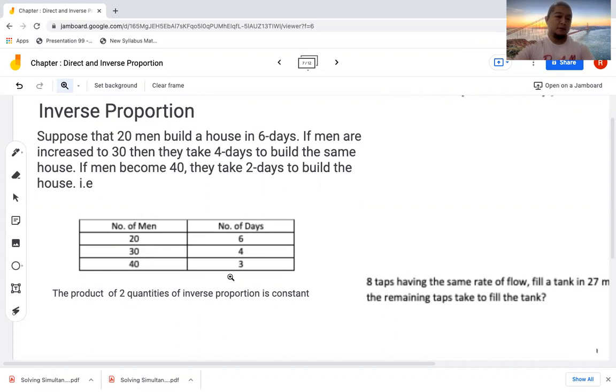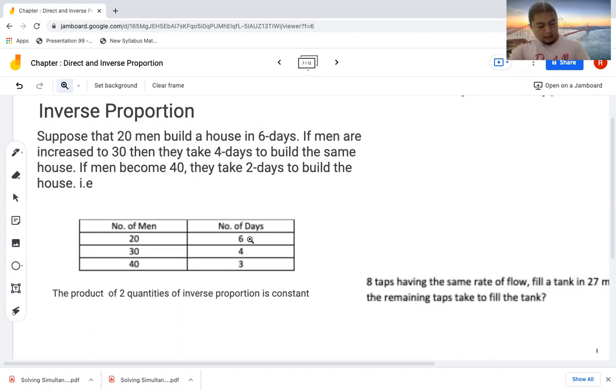What you're going to notice here is that if we increase the value of men, the number of days to finish a particular house goes less. So imagine that if you are working on a certain homework and you do it individually versus in a group, you will understand that the amount of time for you to finish that in a group is way lesser than the amount of time you do that individually. So this is what inverse proportion means.